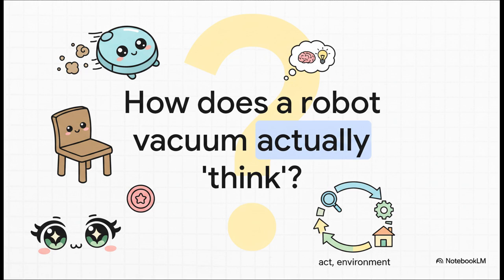You know that little robot vacuum that scoots around your house? Have you ever actually stopped to wonder how it works? Like, how does it see the dirt? Or manage to not just crash into the sofa over and over again? It feels smart, right? But what does that really mean? Well, that's exactly what we're going to unpack today.